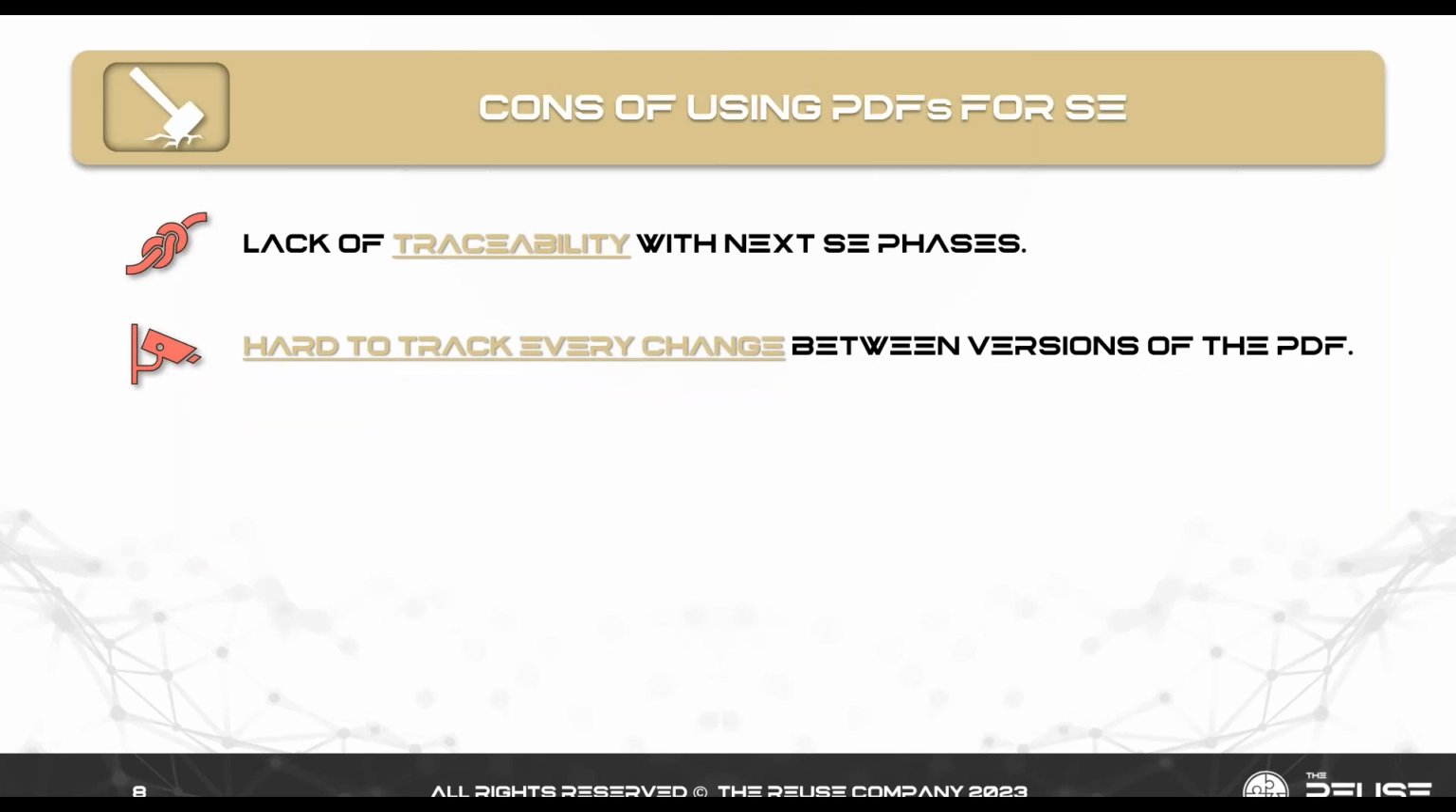It is very hard to track every single change between different versions of the PDF file. So we know that regulations do not change very frequently, but they do change. And when they do, it is actually complicated to know exactly where the different changes have occurred, right? And how they affect each specific element.